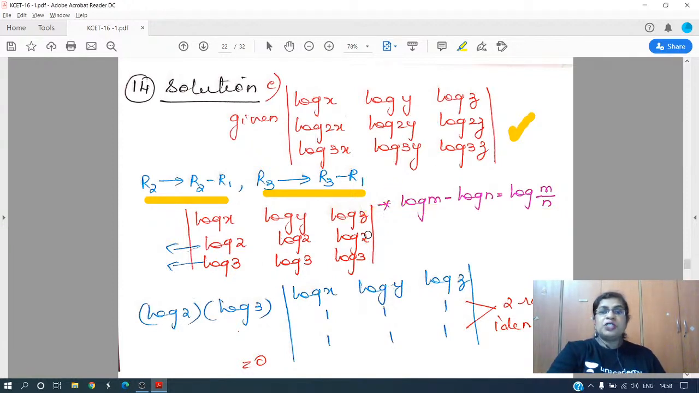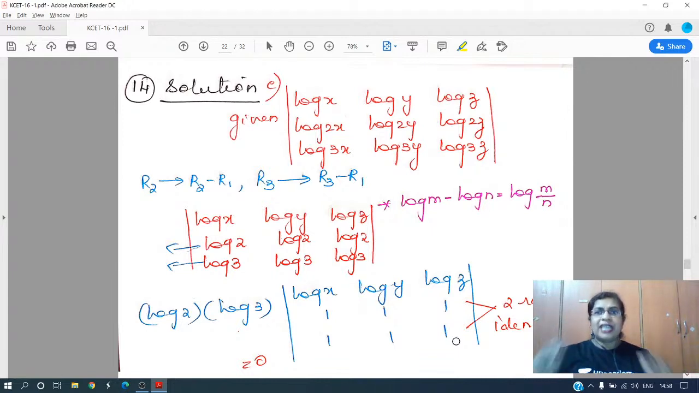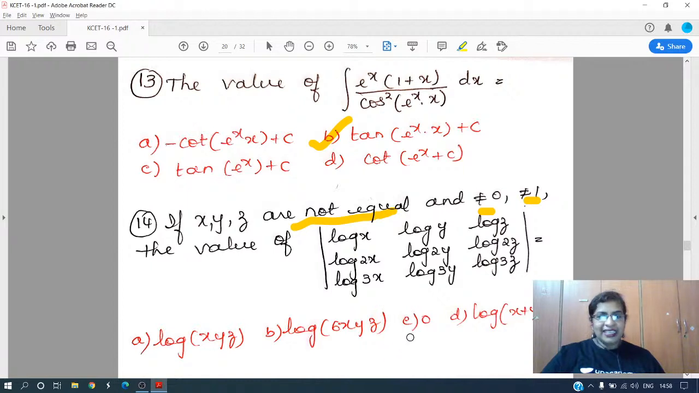Now, what do you observe? You observe that here log 2 is common. That means in the determinant, if anything is common, I can take it out. So take log 2 out from the second row. Take log 3 out from the third row. So what remained? 1, 1, 1, 1, 1, 1. What is the property of determinant telling you? If you find two rows identical, then the value of the determinant is going to vanish. And that is equal to 0, a C option. Wasn't that easy? So you got C option.